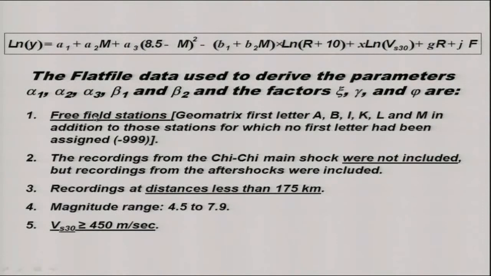The selection of the data is free-field stations, like most of us. He said that Chi-Chi mainshock data is excluded for the time being from his selection. Recordings go all the way to 175 kilometers, magnitude from 4.5 to 7.9, or possibly for application 5 to 7.9. And the Idriss GMPE is going to be applicable for 150 meters per second and higher.